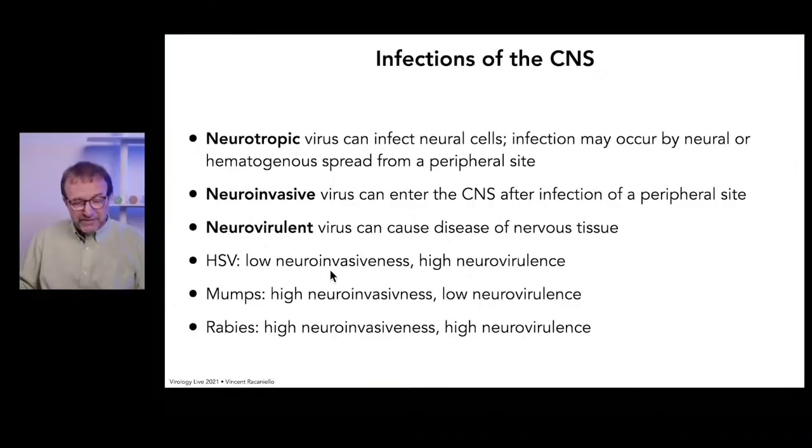Herpes simplex virus has low neuroinvasiveness. When you get a cold sore, the virus tends to stay outside of the CNS. It will go into peripheral ganglia, but not the CNS. However, occasionally it does get in the CNS. And when it gets there, it has high neurovirulence. So it's obviously neurotropic because it's reproducing in neural cells and it's damaging them. So herpes simplex reproduction in the brain is rare, but can be devastating.